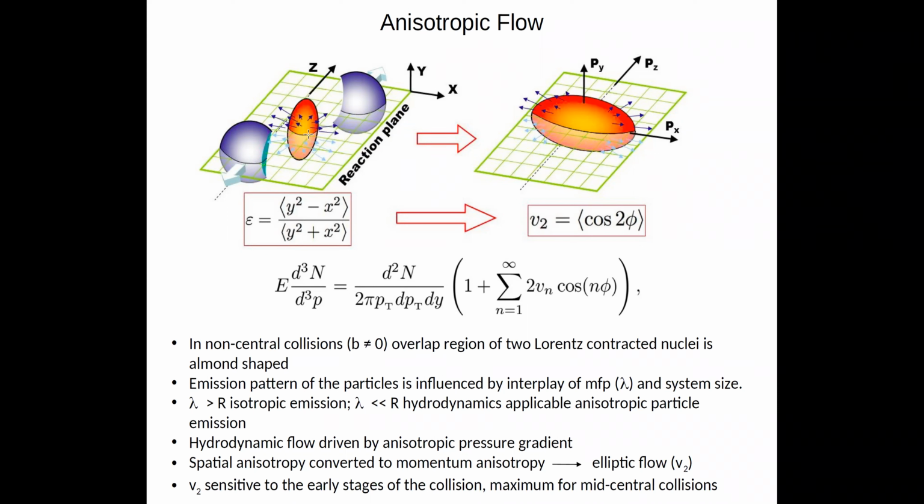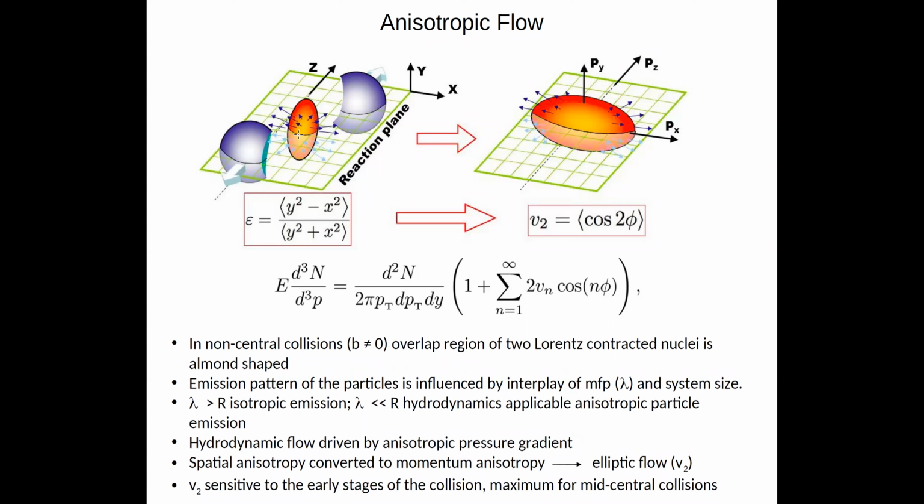Why? Because along the x direction, the size of the system is smaller because of its anisotropic shape. The system size is not the same along x and along y. The system is more contracted along the x direction compared to the y direction, which means the pressure gradient will be more, because dP/dx, if P denotes the pressure, will be greater than dP/dy. The particles coming out of the system will feel more pressure gradient along the x direction compared to the y direction.